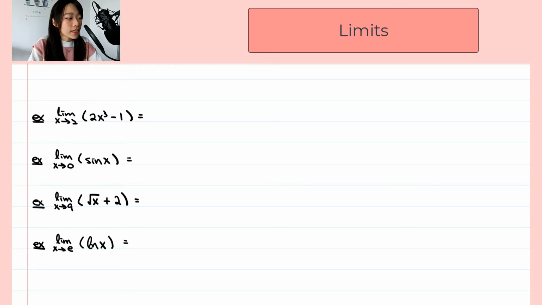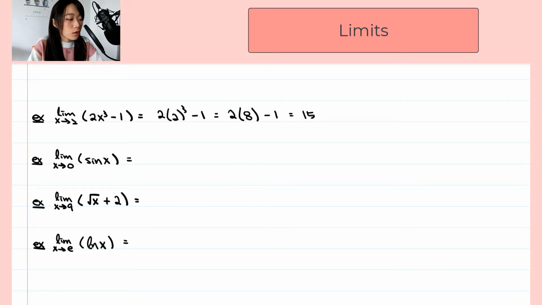Let's look at a few more examples. Limit of 2x cubed minus 1 as x approaches 2. So to find this limit, we use the cheating rule and substitute x by 2. So this limit equals 2 times 2 cubed minus 1, which equals 2 times 8 minus 1, which equals 15.